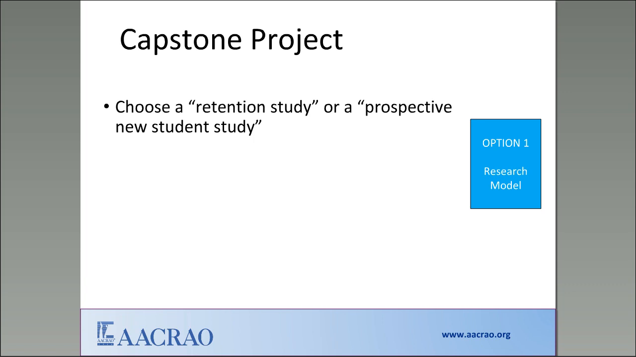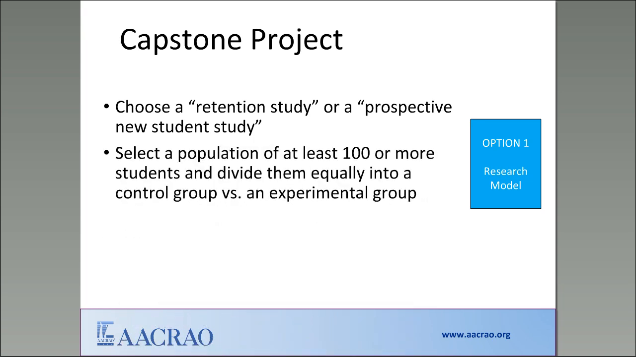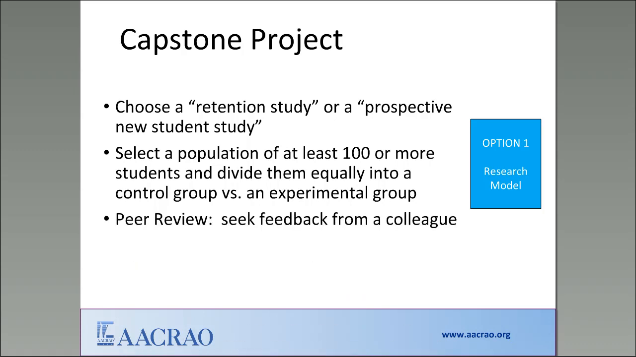I would say that probably 90% of the people completing their capstone are doing a project within their own institution. So it allows them to kill two birds with one stone, by completing something for the program, but also having something practical to implement and to share on their own campus. The population has to be at least 100 or more students, and typically we'd like them to be in a control group and an experimental group in order to validate the study.